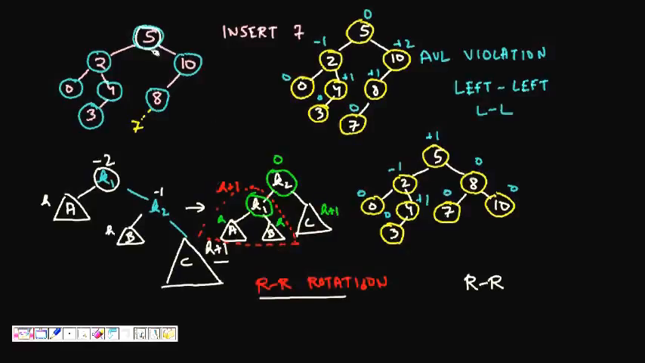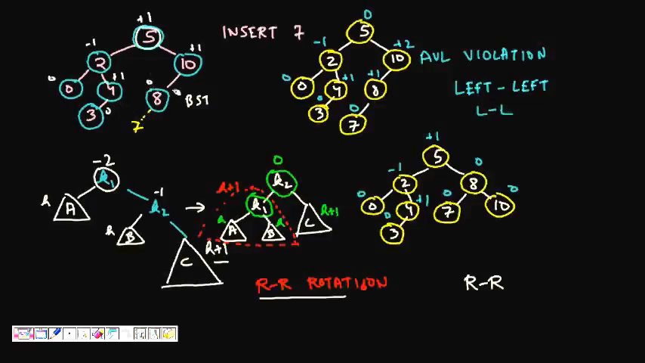In this example, in this binary search tree, if I insert 7 here: initially, if 7 was not there, 8 had a balance factor of 0, 10 has +1, 0 has 0, 3 has 0, 4 has +1, 2 has got -1, and the root has got +1 balance factor. Now if we insert 7, what happens?